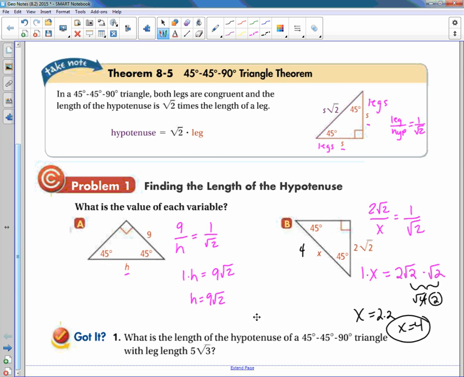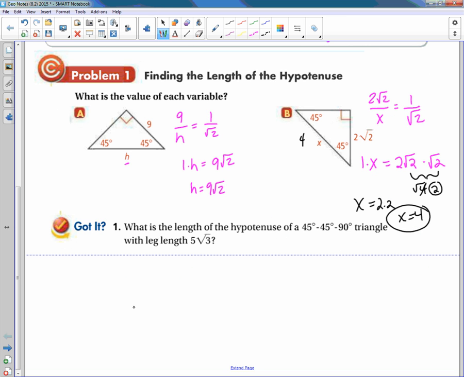Okay, so let's go down here and see if we can do it with this word problem. It reads, what is the length of the hypotenuse of a 45-45-90 triangle that has a leg of 5 times the square root of 3? So if we're going to imagine this triangle, we're going to imagine that the leg of this triangle is given at 5 times the square root of 3, and we're looking for the hypotenuse.